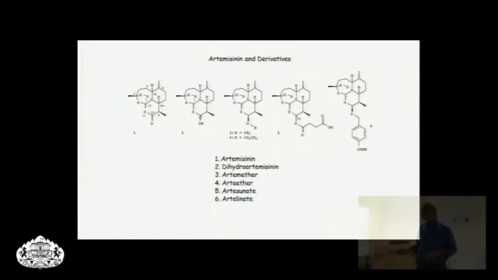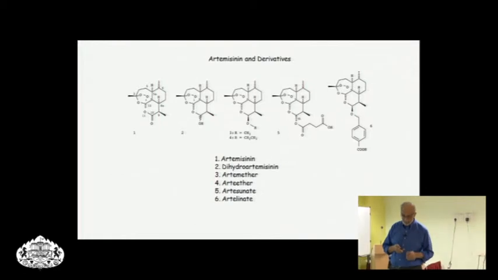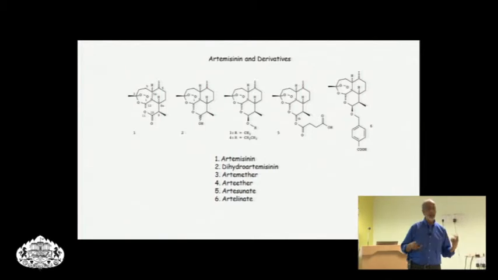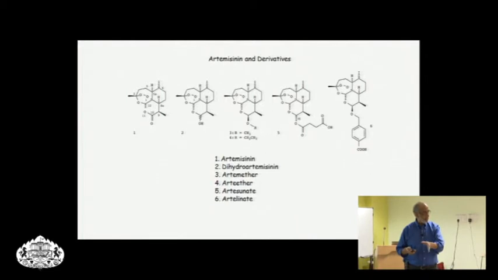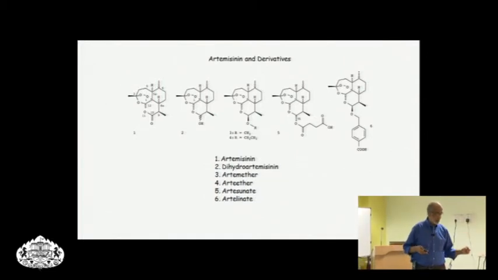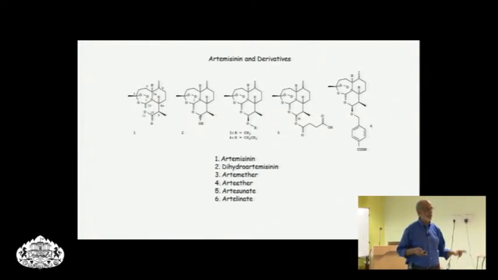And then there are others: artemether, arteether, artesunate, artelinate. All these different modifications of that allow you to, for example, formulate some of them as injectables, and so on. So that's important. And this has been really a lifesaver. Ever since ACT, artemisinin combination therapy, was recommended by WHO and adopted by the rest of the nations, they actually reduced the malaria incidence. Malaria incidence and mortality have dropped 50 to 60% in the last 15 years.